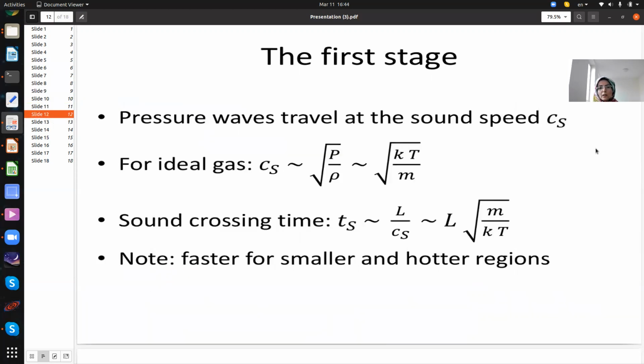Also, you know that pressure waves travel at the sound speed. As we talk, for example, here we talk and we have sound speed. With sound speed, my words go out and you can hear. Then for an ideal gas, we have the sound speed of this, and the sound crossing time, as you see. Just pay attention that it is faster for smaller and hotter regions.